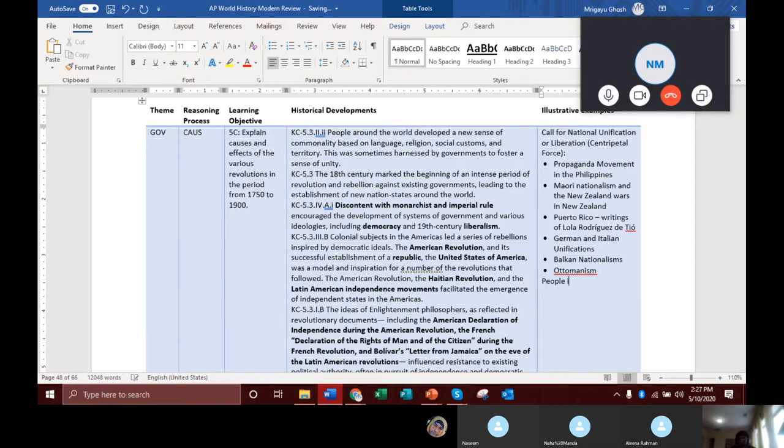So for people in the American Revolution, we can talk about Thomas Jefferson because he wrote the Declaration of Independence, Benjamin Franklin, George Washington, John Adams. Anyone else? Any other big ones? Not American. Sorry, I was going to say Latin American. Yes, Latin American. We can talk about our friend Simón. Yes, Simón Bolívar.